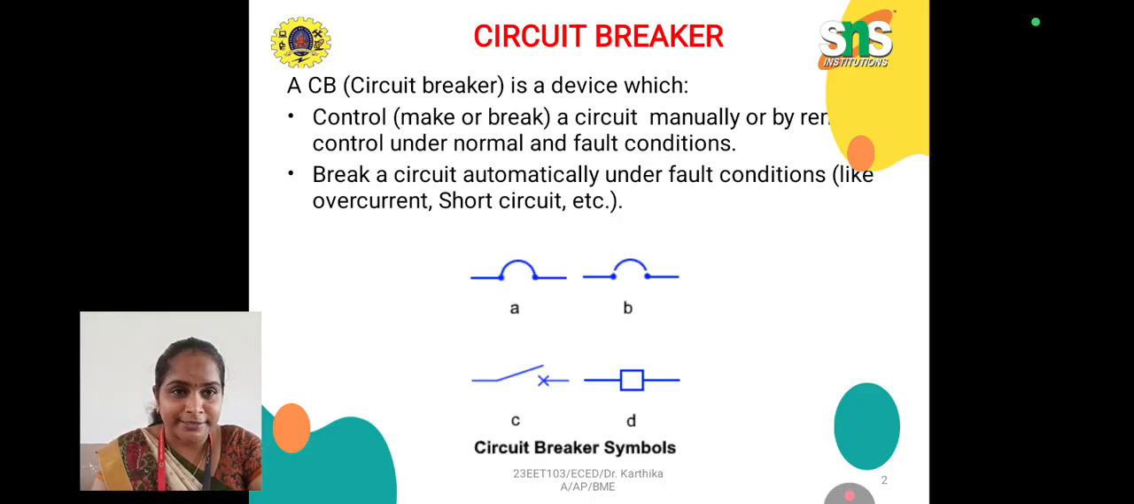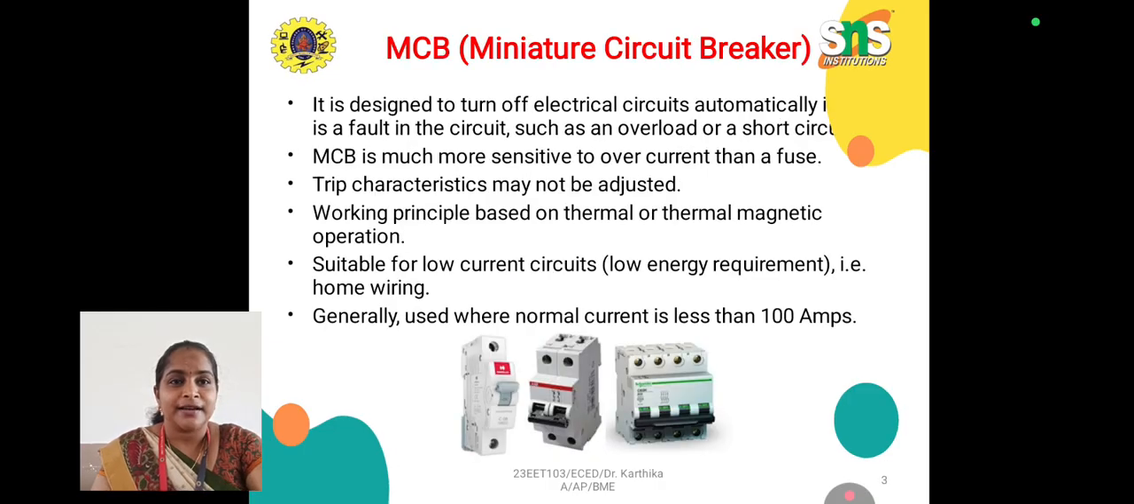See the circuit breaker symbols. We have four types commonly used: type A, type B, type C and type D. We have so many types of circuit breakers. The first and foremost is the MCB. MCB is nothing but a miniature circuit breaker.